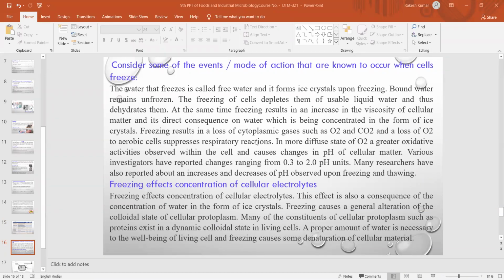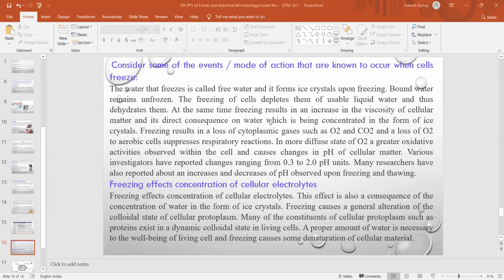Now, considering the mode of action, that is very important, that I want to discuss with you people. The water that freezes is called free water and it forms ice crystals upon freezing. Bound water remains unfrozen, as all of you know. Then the freezing of cells depletes them of usable liquid water and thus dehydrates them. At the same time, freezing results in an increase in the viscosity of cellular matter, a direct consequence of water being concentrated in the form of ice crystals.